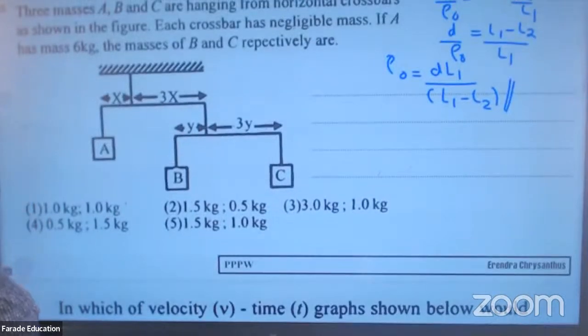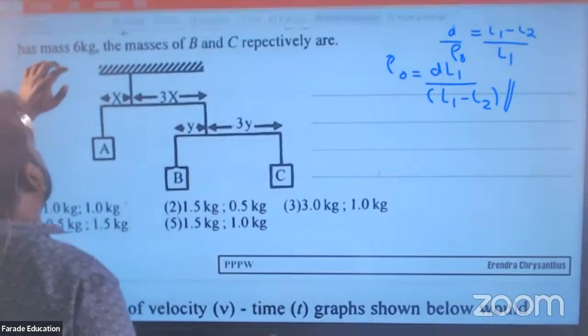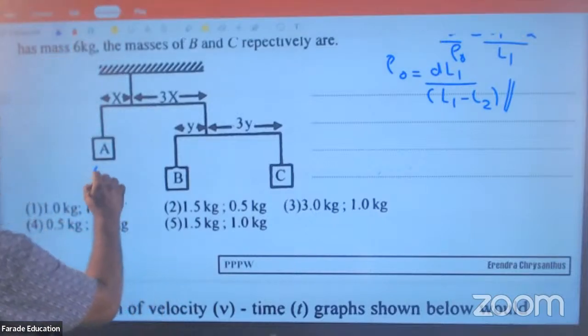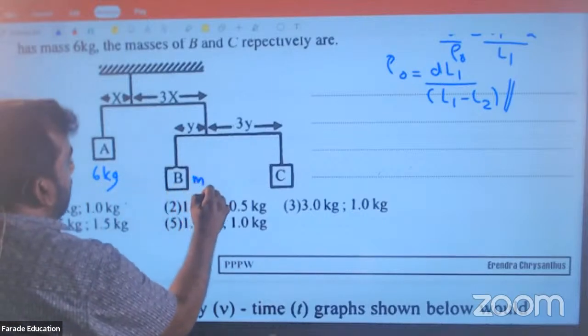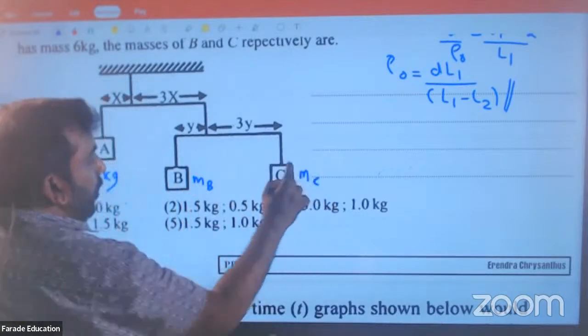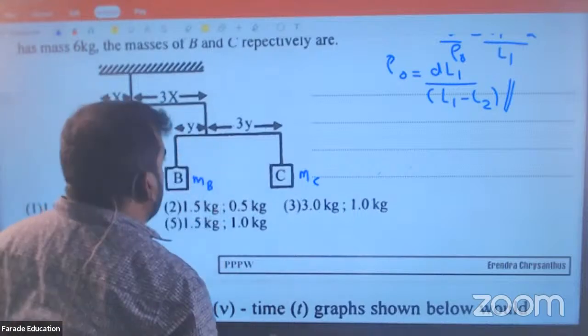Next one. Three masses A, B, C are hanging from a horizontal crossbar as shown in the figure. Each crossbar has negligible mass. If A has a mass of 6 kg, what's the mass of B and C? All of you know the ratio theorem. You have learned the ratio theorem.